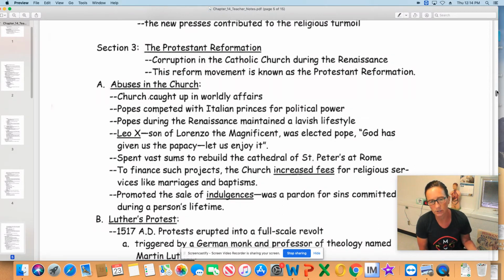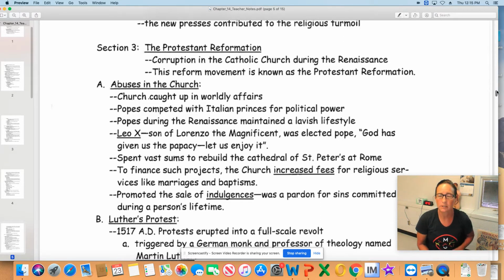If you go back, we did skip the chapter on the Greeks and the Romans, and of course the start of Christianity. The first church in early Christianity was the Roman Catholic Church, but you'll have a split away from the church starting in this time period. So that's what we're doing. Corruption in the Catholic Church during the Renaissance.